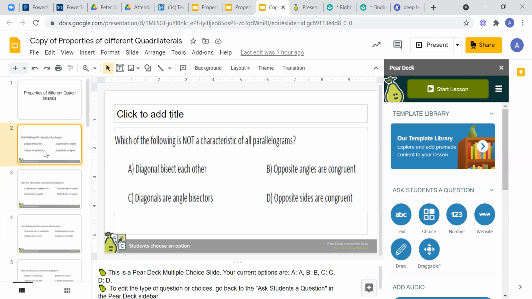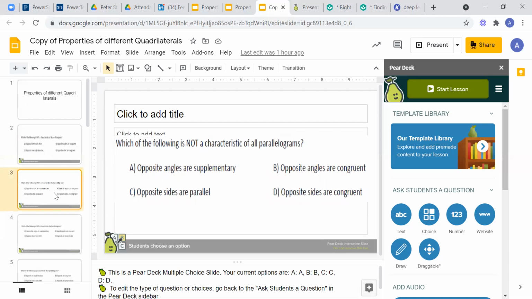Option D, opposite sides are congruent. That's right. And option A, diagonals bisect each other. That's right. C says diagonals are angle bisectors. No. So C is wrong. As you can all see, C is wrong there.